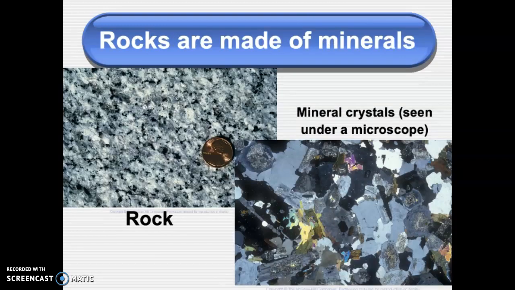So let's look at the connection. Most rocks are made of minerals. To show you that linkage, the picture on the left is a photo of a rock, with pennies for scale. If you make a really, really thin slice and put it under a microscope, the light can shine through the mineral crystals and it looks like the picture on the lower right. And so you can see all of the individual and different mineral crystals that are present in that rock. Generally speaking, rocks are made of minerals, but again, they're very often made of other materials as well.